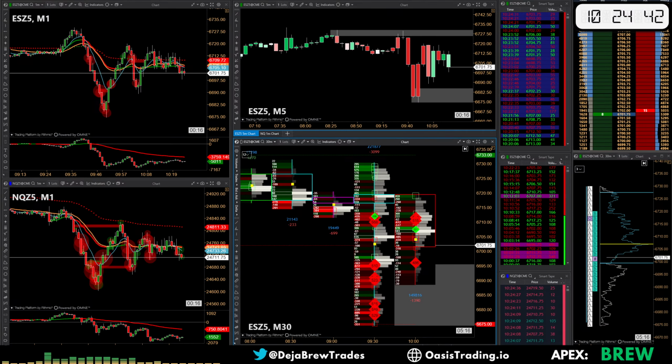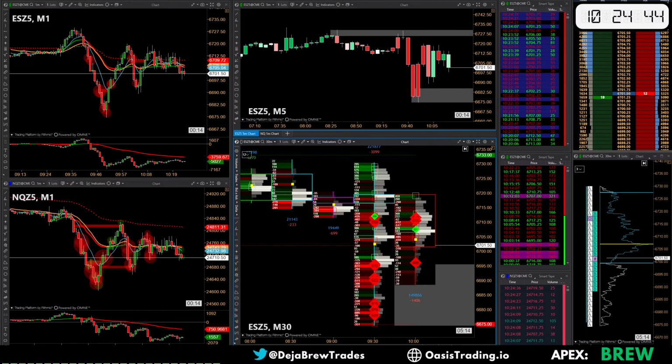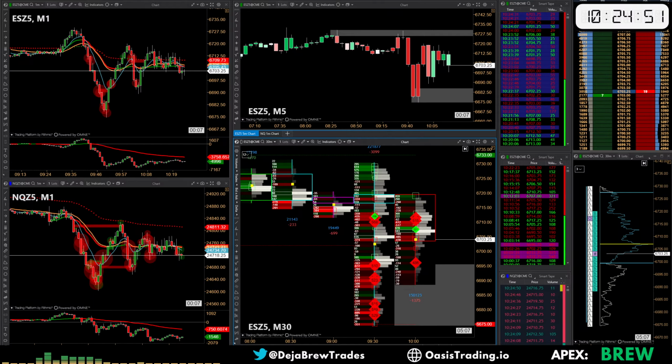Notice how the tape has gotten very blue. A lot of level 2 orders after that initial sell-off. They grabbed and took out most of the liquidity today.